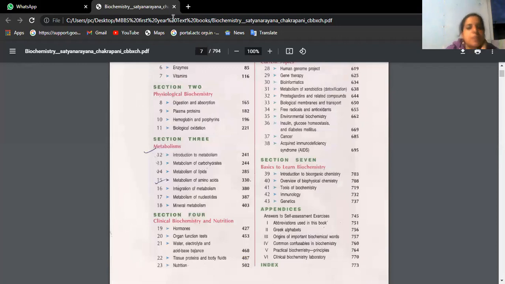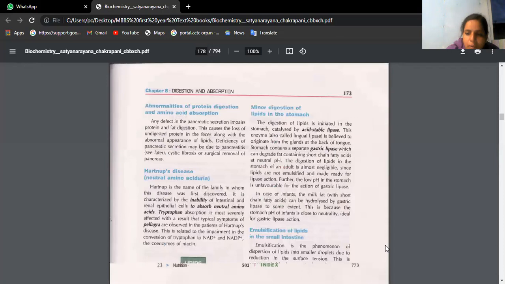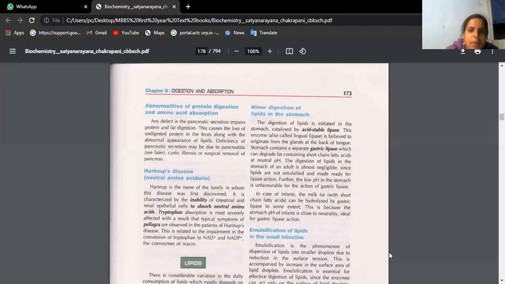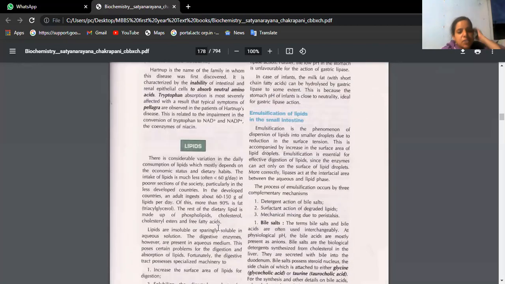From digestion and absorption, I'll take one question. Okay, jaundice you want me to take? Okay. Yeah, you can suggest some questions like that, beta. Nice, thank you, beta. So one question I am taking from digestion and absorption, beta.